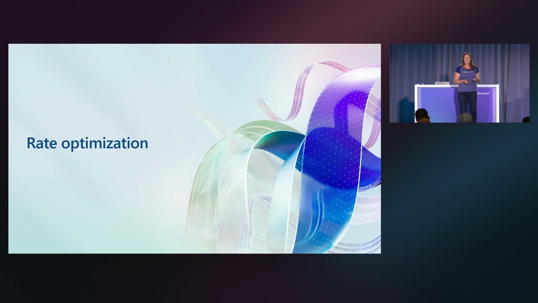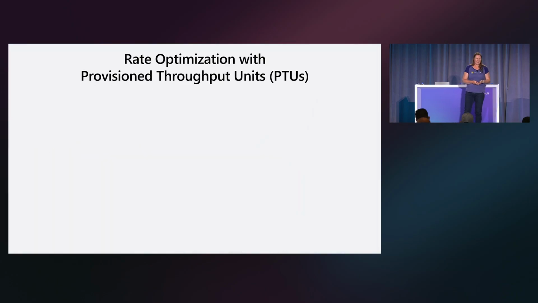Next step is rate optimization. So now that we've talked about how we can optimize how the stuff comes into the system and what costs are generated, what can we do in terms of the prices that we're paying? With rate optimization, you want to look at something called provisioned throughput units.